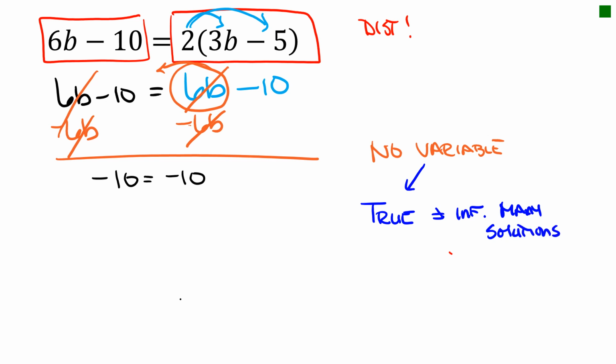Okay? No matter what I put in for b, it's going to cancel out, and I'm going to end up with negative 10 equals negative 10. So some people say this answer is all real numbers. That is true. That is true. I was thinking of something else. I totally lied to you.